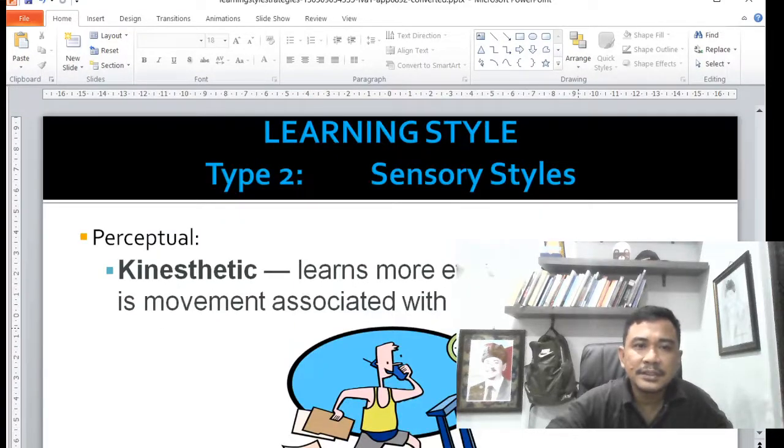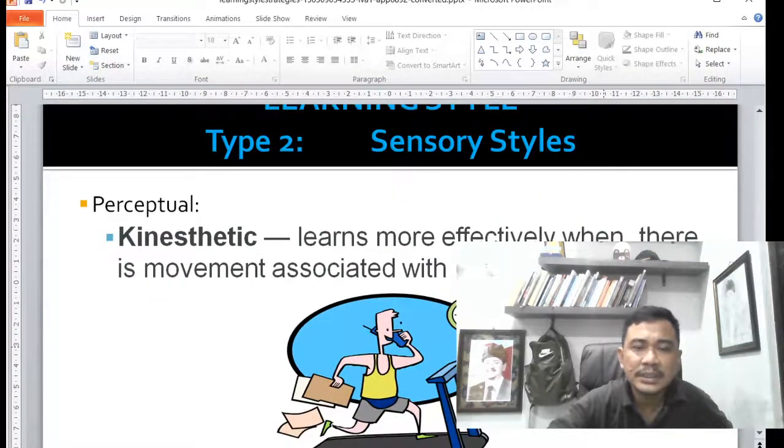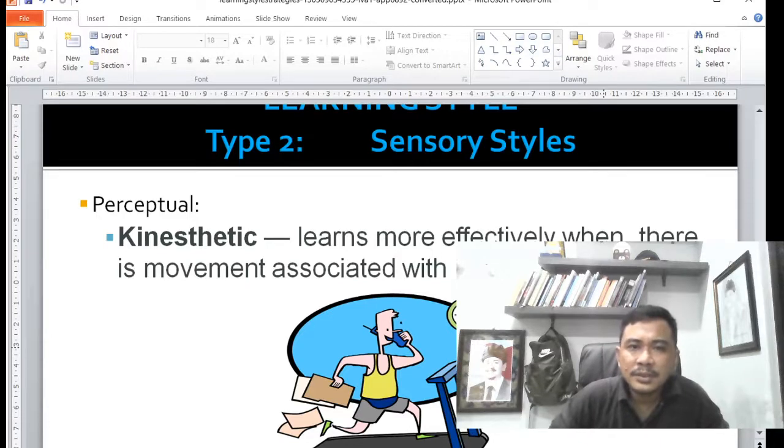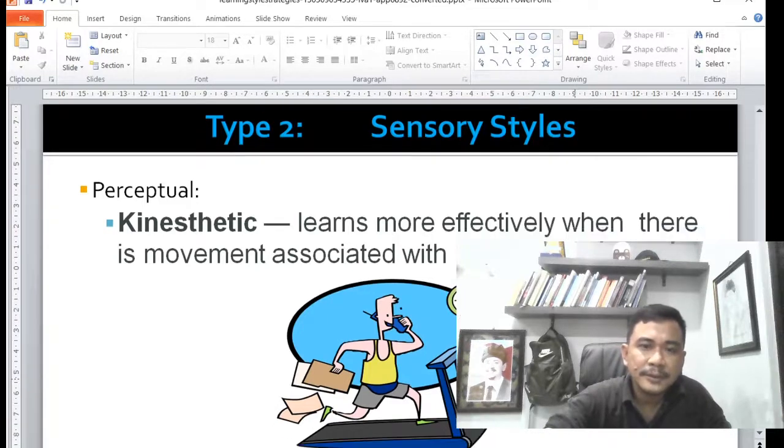And the other one is kinesthetic, learns more effectively when there is movement associated with learning. This kind of learner likes to deal with physical activity, like maybe they have to run or walk, move or be mobile, whatever. They like to learn using that kind of activities.